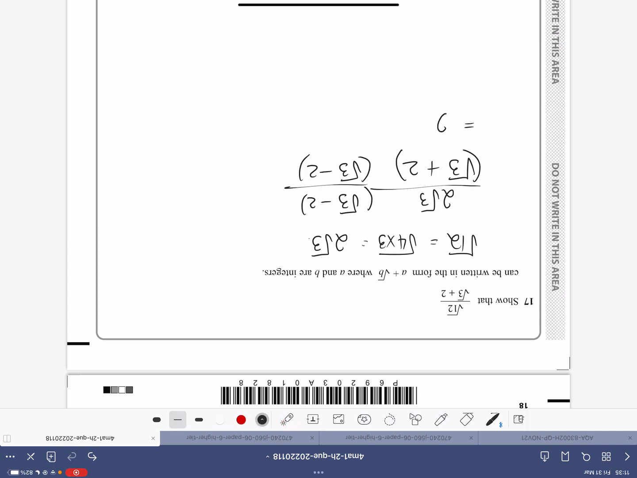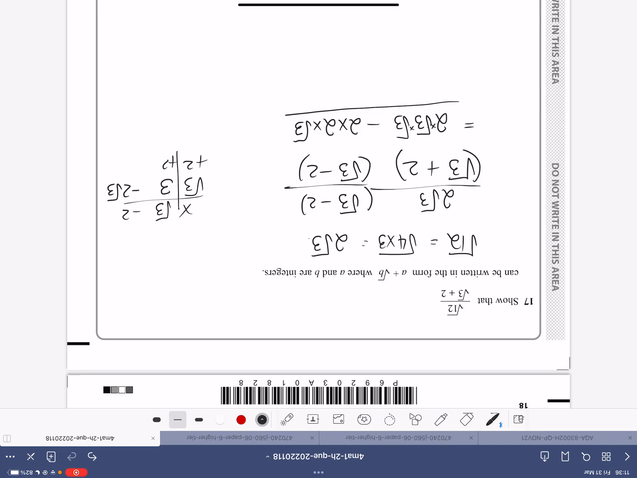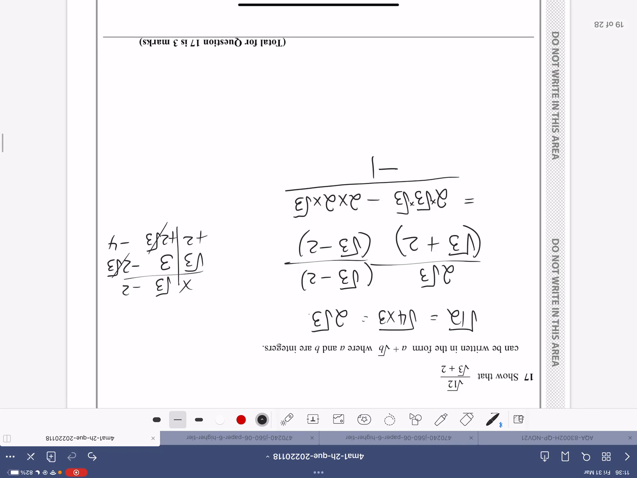So this is 2 root 3 times root 3, so that's expanding this out. And then minus 2 times root 3 times 2. And then divided by root 3 plus 2 times root 3 minus 2. That's 3. That's minus 2 root 3. That's plus 2 root 3. That's minus 4. And they cancel out. So we've got minus 1 on the bottom there.